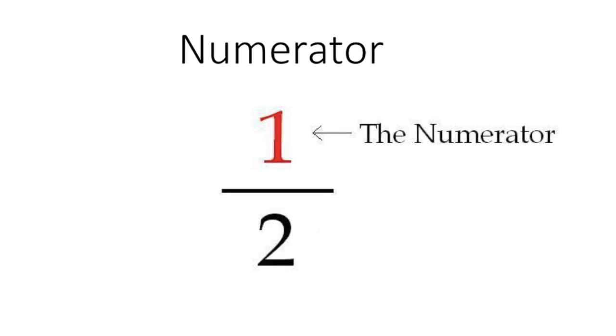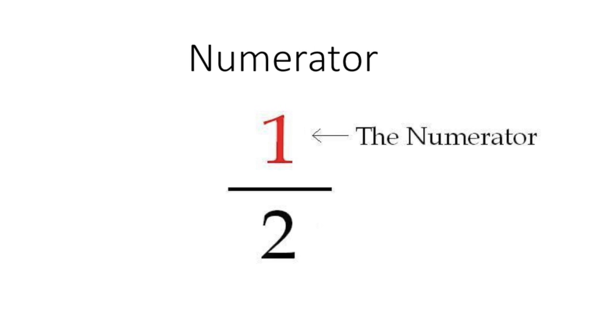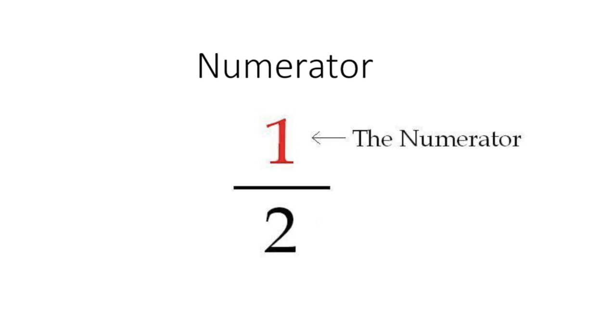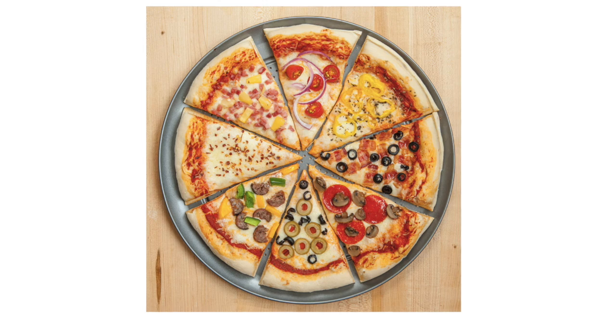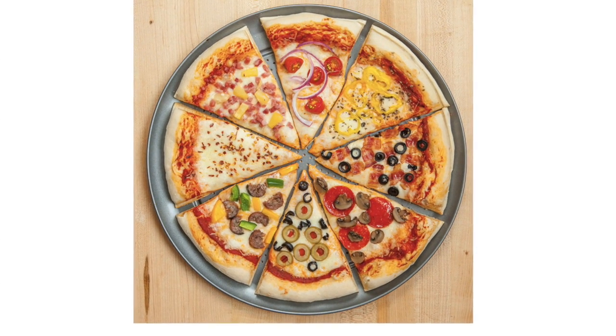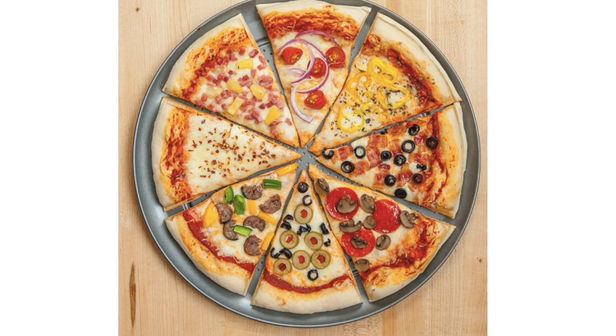The first term we will be learning about is the numerator. The numerator is the top number in a fraction. This number represents how many things are taking up something. If you have 8 slices of pizza but only 6 people had a slice, that would make a fraction 6 out of 8, 6 being the numerator.